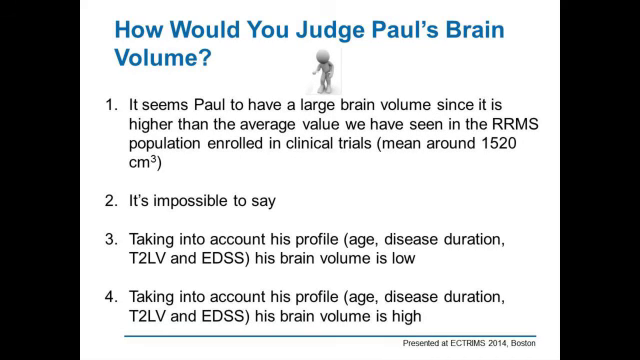Again, let's go to the question. How would you judge Paul's brain volume? And the answers are exactly the same as the previous ones. It seems Paul has a large brain volume because it's higher than the average. Or it's impossible to say. Or his brain volume is low according to his profile, or his brain volume is high according to his profile. Again, to answer this question, we must perform a calculation for Paul. And this calculation is shown in the next slide.